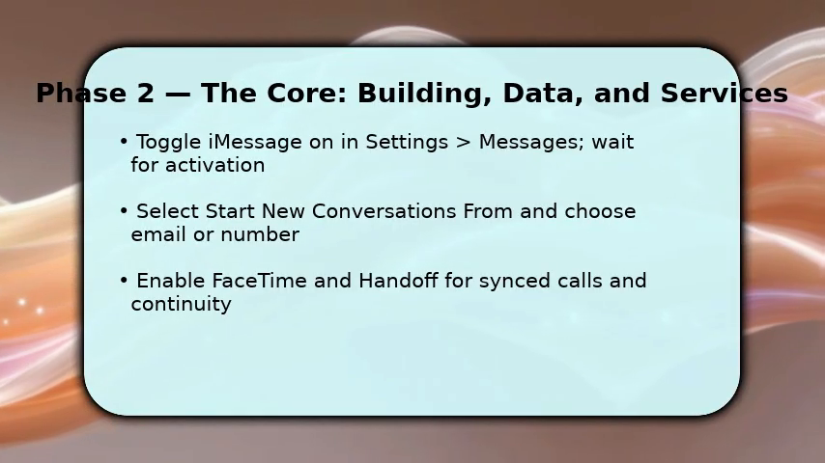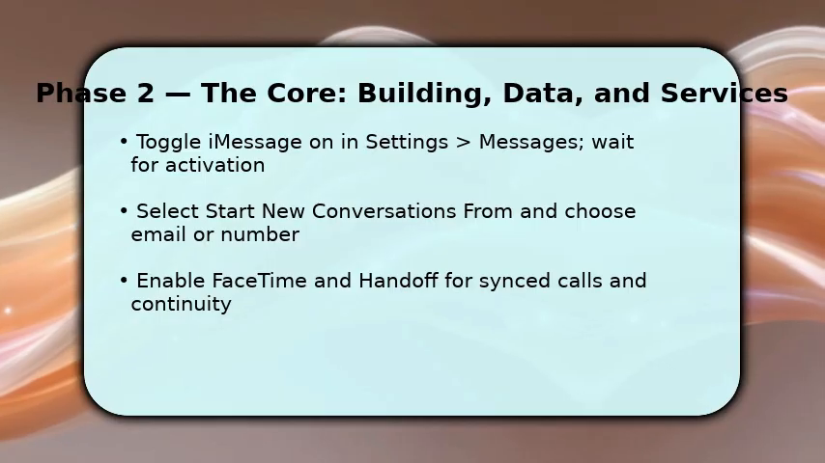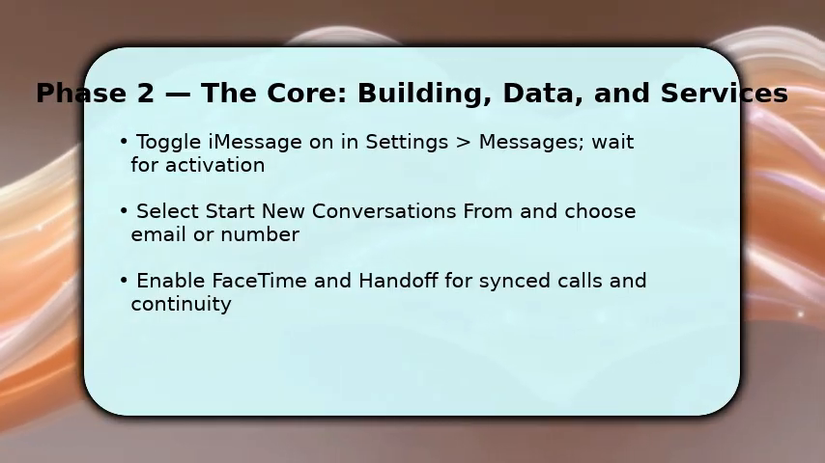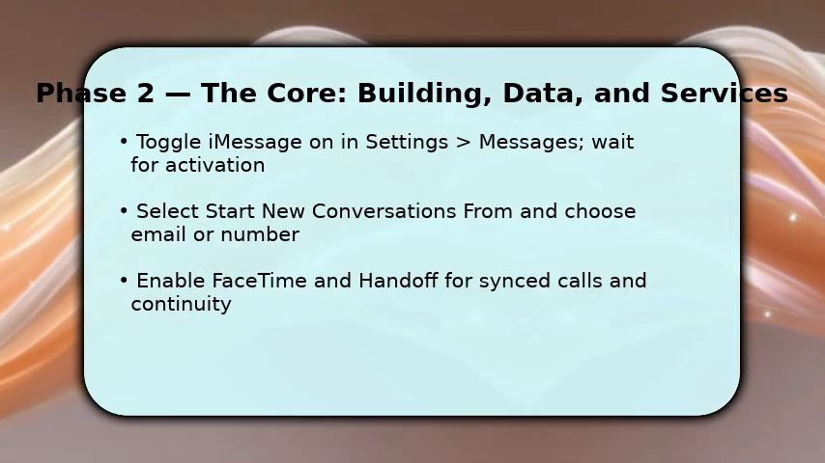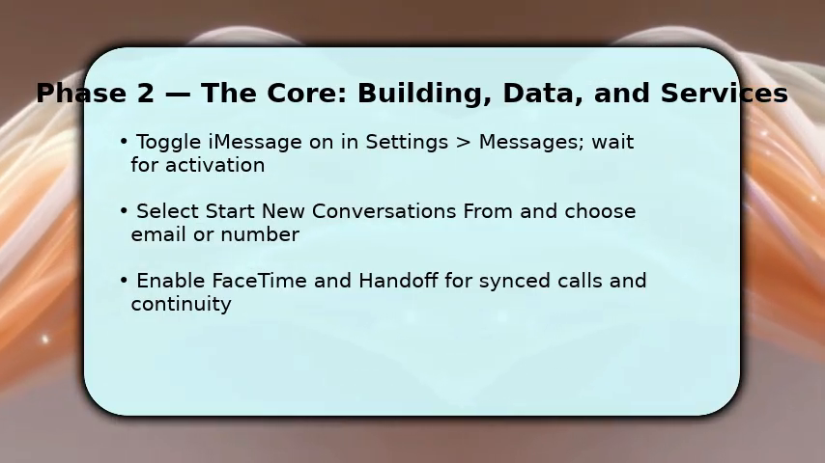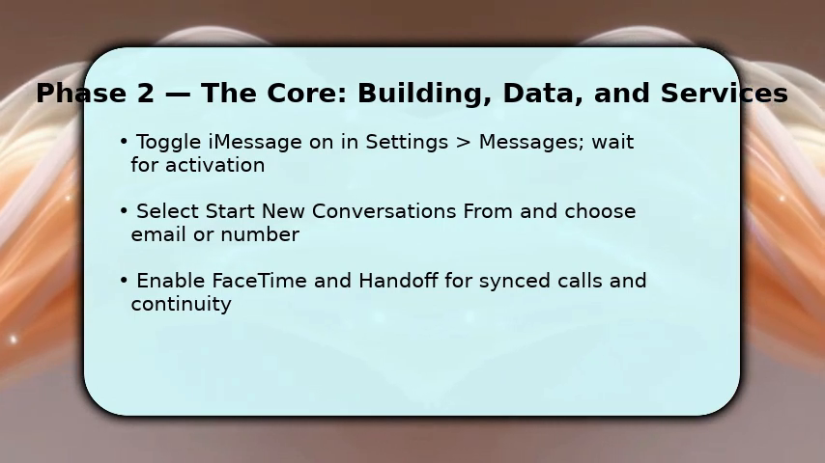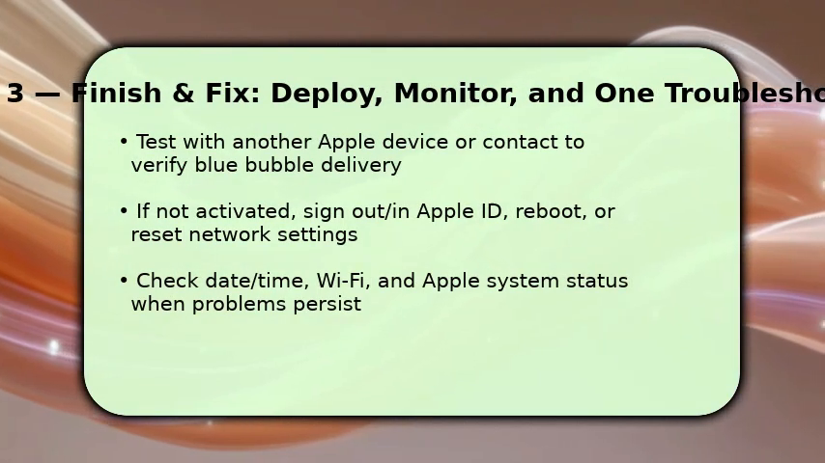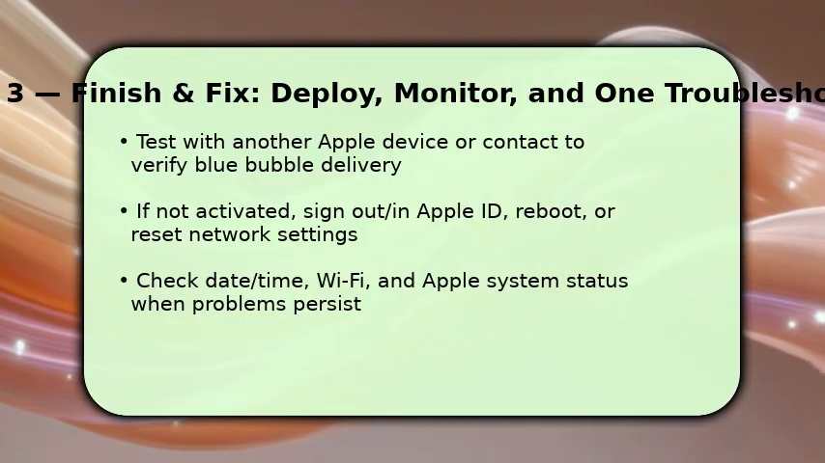For smooth cross-device use, enable FaceTime and Handoff. That lets texts and calls flow between your iPhone and iPad if available, and explains why continuity improves reliability. Finish by sending a test iMessage to confirm delivery appears as blue bubbles. Ask the other party to reply.